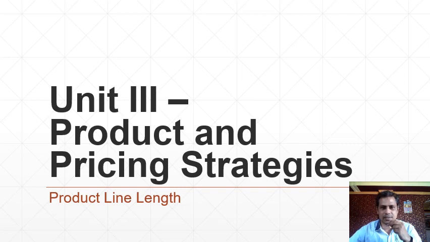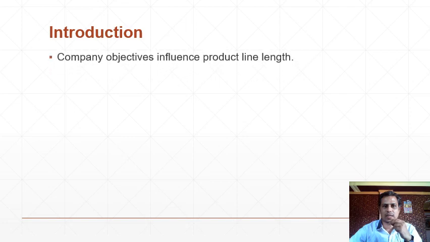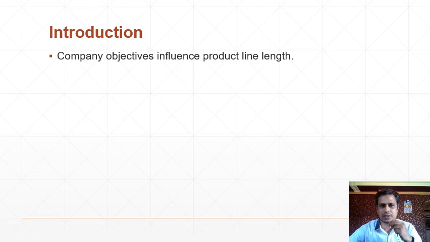Now, even though we have the information from the analysis, these decisions are based on what the company objectives are. So we have information, but that information leads to a particular decision based on the company objectives. That means company objectives have an influence on the product line length. What the length of each product line should be depends on what objective the company has.